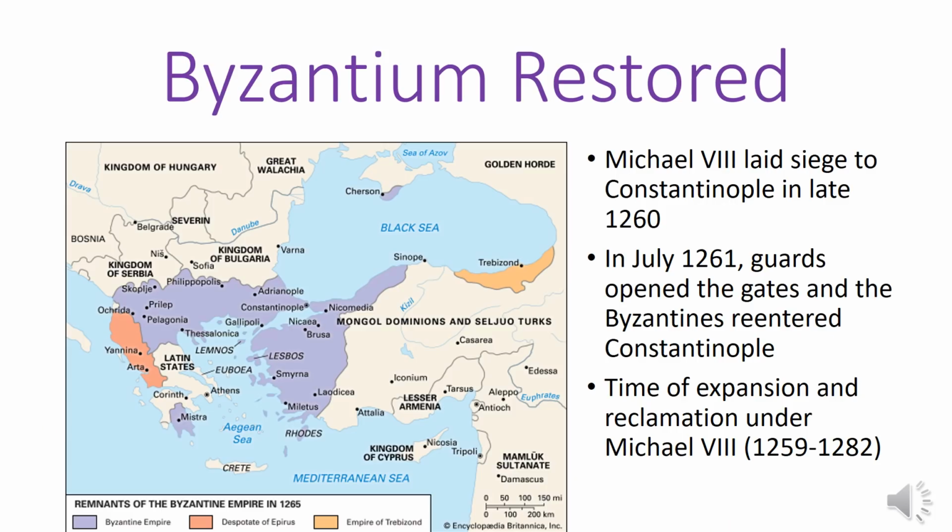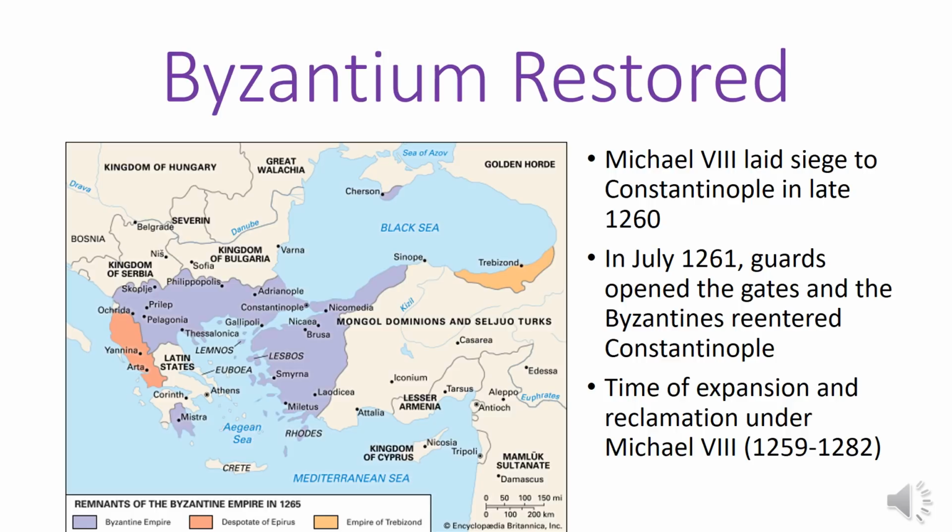So in 1260, Michael VIII decides to make a move on Constantinople, and he begins laying siege. In July of 1261, after several months of siege, the guards got tired of dealing with this, and they opened up the gates of the city, and the Byzantines were able to re-enter Constantinople.